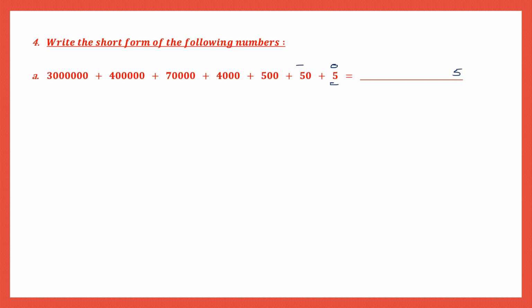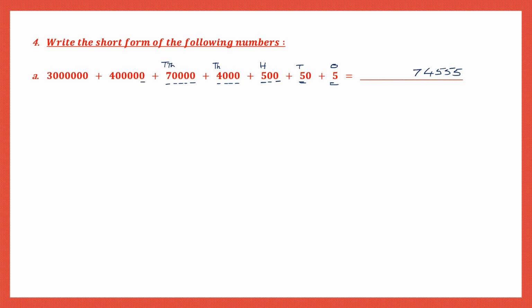Then here we have ones, tens. In the tens place, we have another 5. Then ones, tens, hundreds. This is the hundreds place. In the hundreds place also we have a 5. Then ones, tens, hundreds, thousands. In the thousands place we have 4. Ones, tens, hundreds, thousands, 10,000s. In the 10,000s place, we have 7.